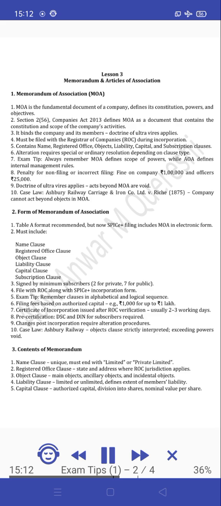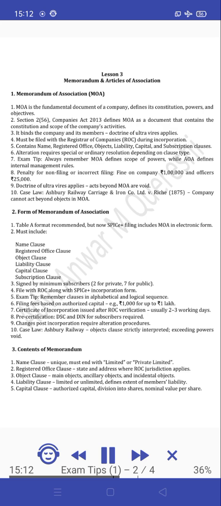2. Form of Memorandum of Association. 1. Table of format recommended, but now SPICe Plus filing includes MOA in electronic form. 2. Must include name clause, registered office clause, object clause, liability clause, capital clause, subscription clause. 3. Signed by minimum subscribers: 2 for private, 7 for public. 4. File with ROC along with SPICe Plus incorporation form.